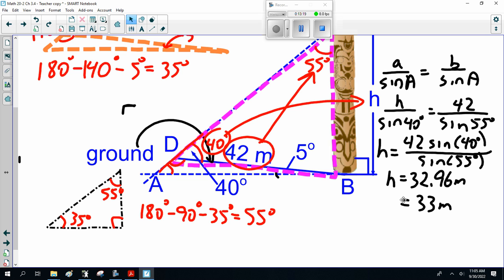So, that's it for the first part. If you're having problems with this, watch the video again. We'll talk about it, or send me an email, or we'll talk about it in class. Otherwise, good luck. Let's go on to the next part of this acute triangle problem. Good luck.